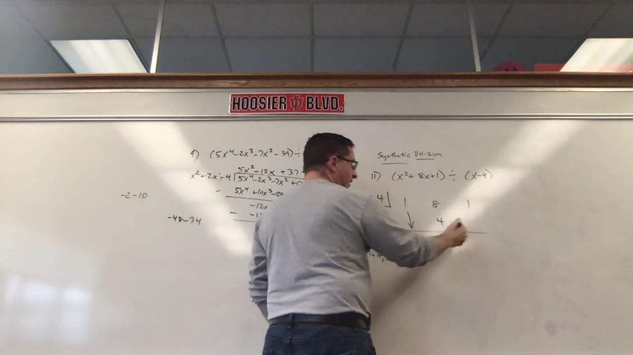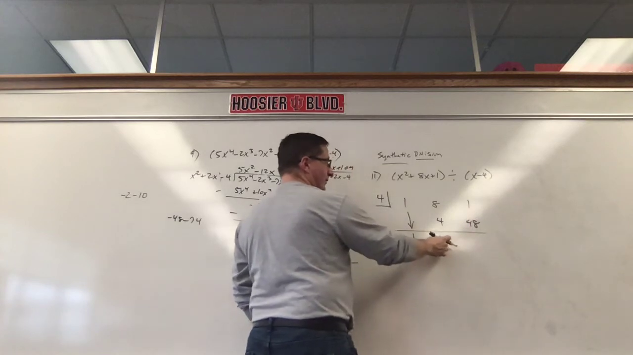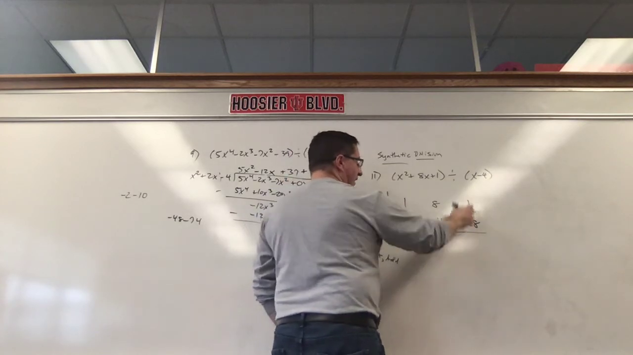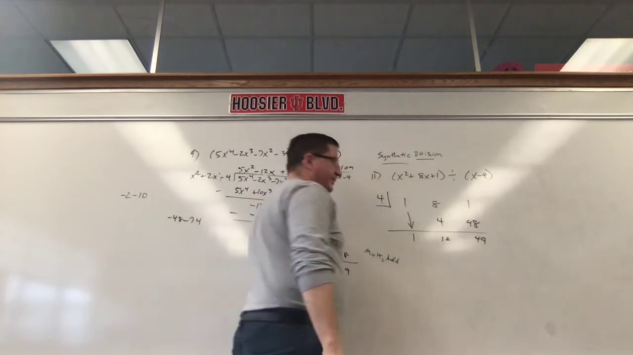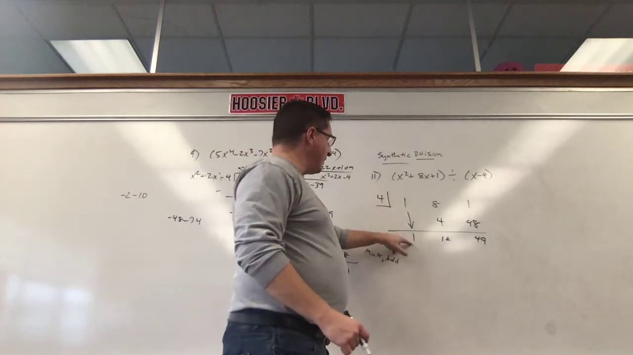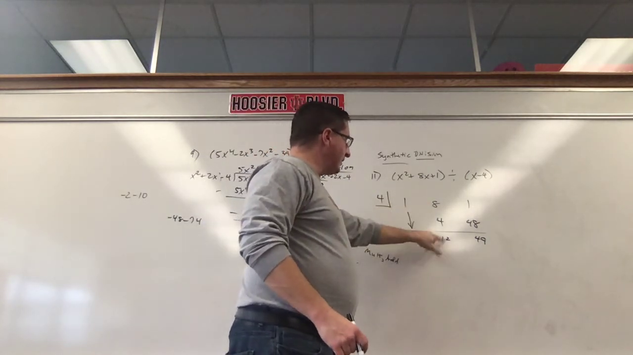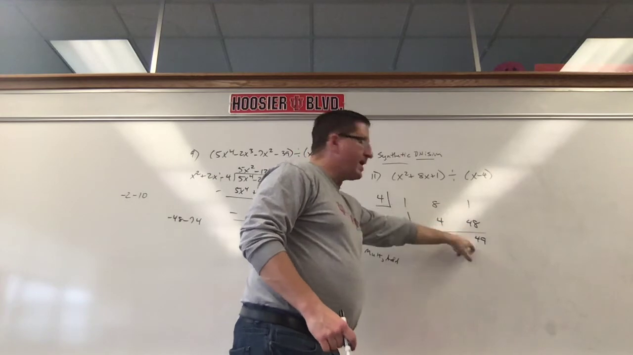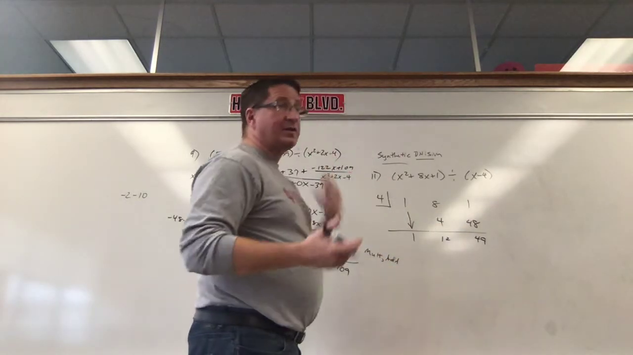The next one I'm going to write is 48. Where did 48 come from? I multiplied, and then I added 49. Okay? Drop it down. Multiply, add. Multiply, add. Okay? Now we're almost done with this problem.